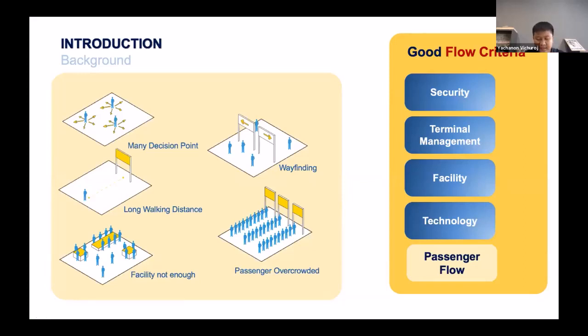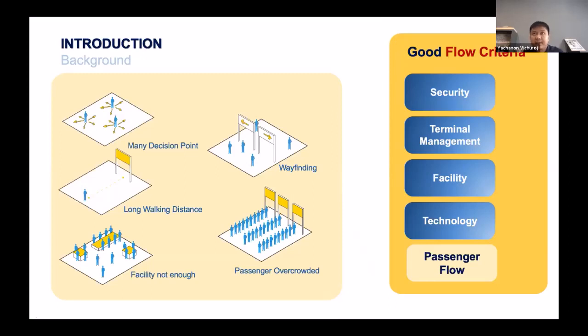Passenger flow is the movement of passengers in the airport terminal, and it is about being quick, efficient, and easier for the passenger. Many airport terminals still have the same problems: many decision points, long walking distances, not enough facilities, poor wayfinding, and passenger overcrowding in some areas. These problems do not provide a good flow, and do not provide an impressive experience to the passenger.